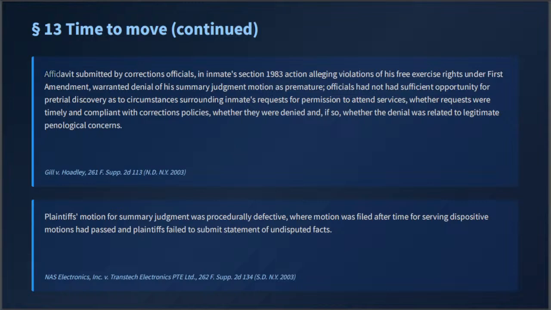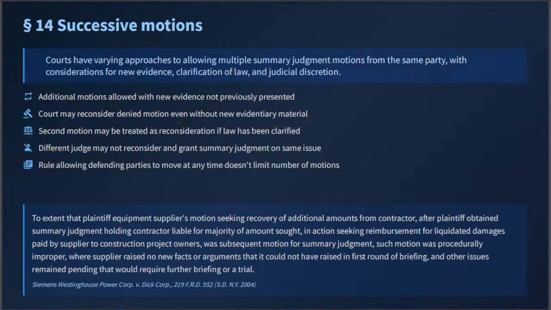So see how this is done. This is key. It wasn't just an allegation, it was an affidavit. They didn't just say it's because of this. They have a sworn statement or an affirmation. Okay, now we have NAS Electronics Incorporated versus Transtech Electronics, PTE, from the Southern District of New York, 2003 also. Plaintiff's motion for summary judgment was procedurally defective, where the motion was filed after the time for serving dispositive motions had passed, and plaintiffs failed to submit a statement of undisputed facts. There it is. So, important to get that on the record timely.